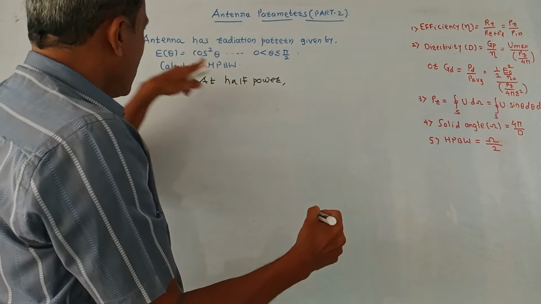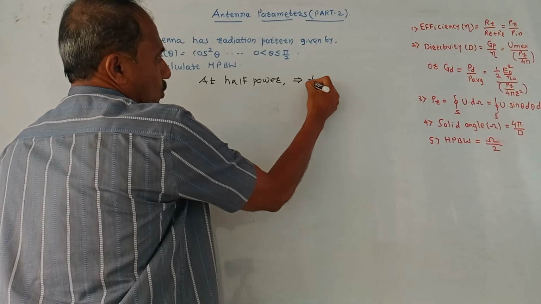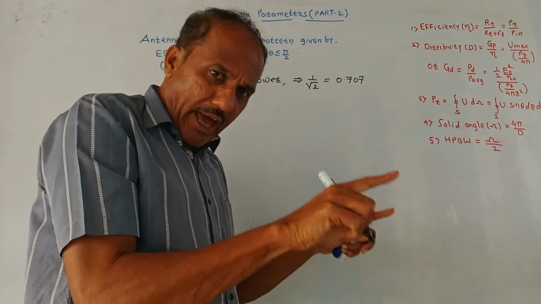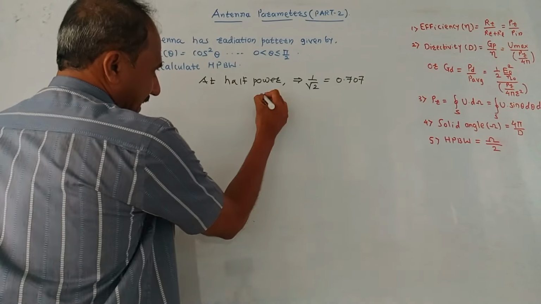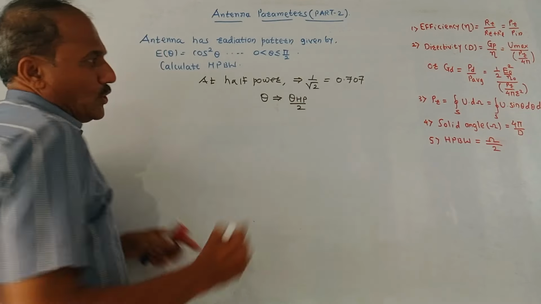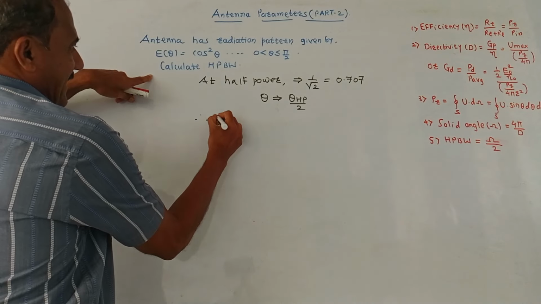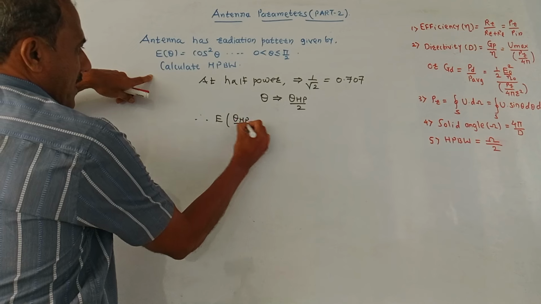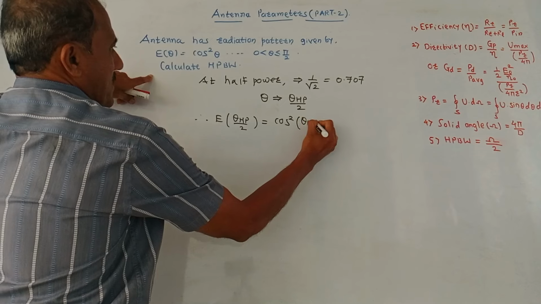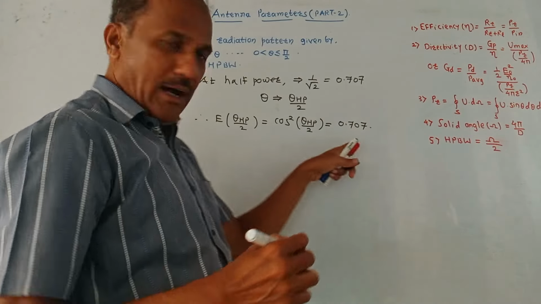So at half power, the value of the radiation pattern is 1 by root 2, that is equal to 0.707. And the corresponding angle, in place of theta, we will use the notation theta HP upon 2, where HP stands for half power. That means using this concept, I can write E of theta HP upon 2 is equal to cos square theta HP upon 2, and this value must be 0.707 at the half power point.